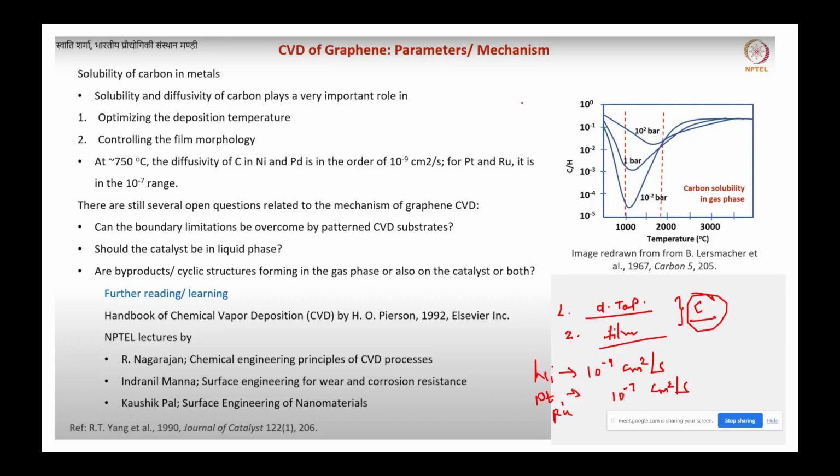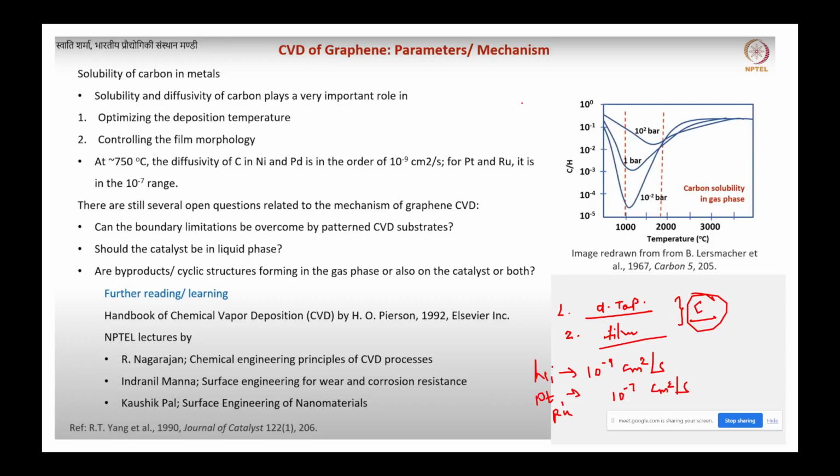Or suppose we were using the liquid phase, how would the deposition process take place? And can the boundary limitation be overcome by a patterned CVD substrate? Suppose you are using a CVD substrate that is flat or could be inclined, but if you make some pattern, could the boundary limitation be overcome or not?